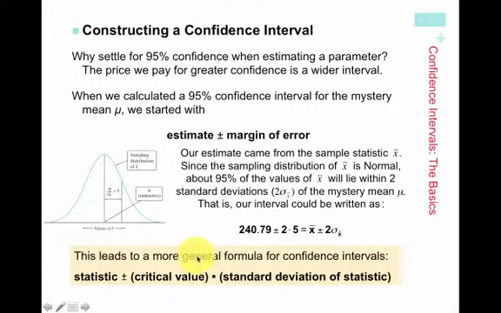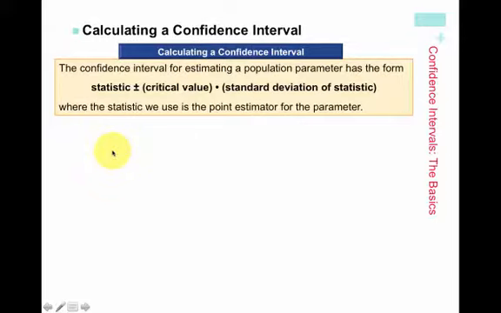That leads us to this general formula for constructing a confidence interval: statistic plus or minus critical value, that's the 2, the number of standard deviations away from the mean we want to be, times the standard deviation of the statistic. And the statistic that we're using is a point estimator. There's that vocabulary word from the first video, for the parameter. So we're using x bar as our statistic for mu. We're using p hat as our point estimator, our statistic, for p. Things like that.